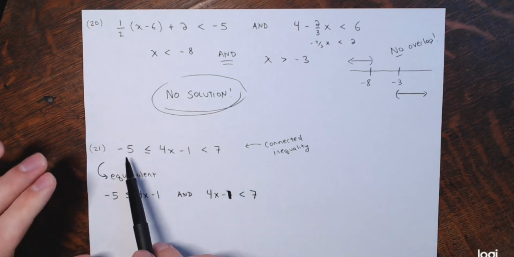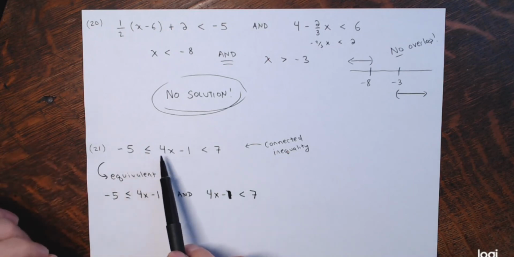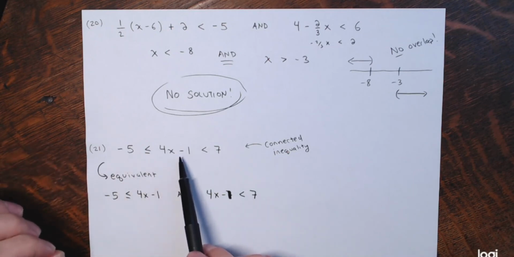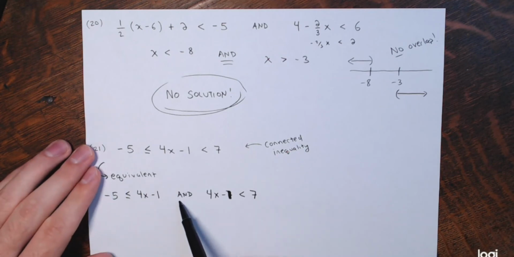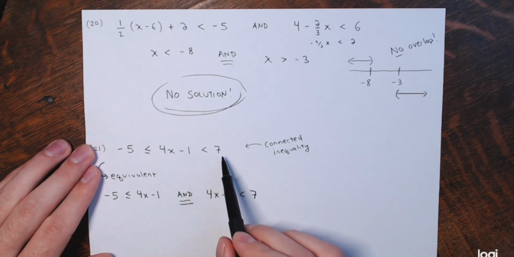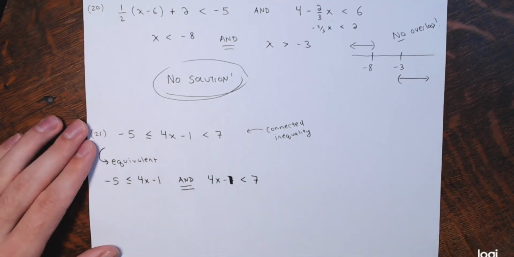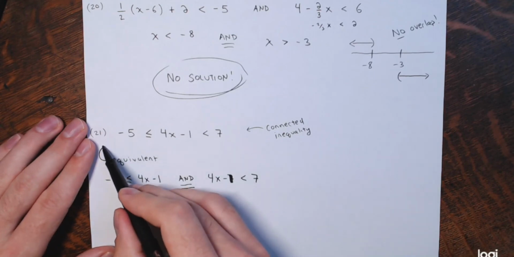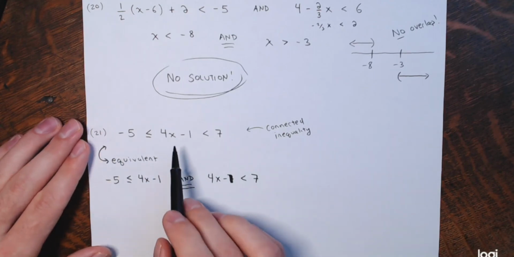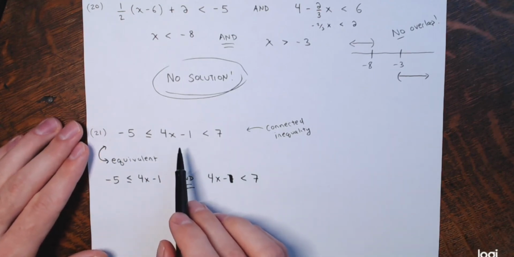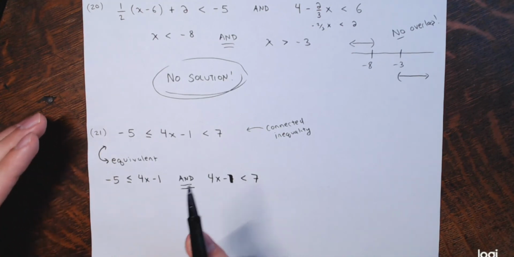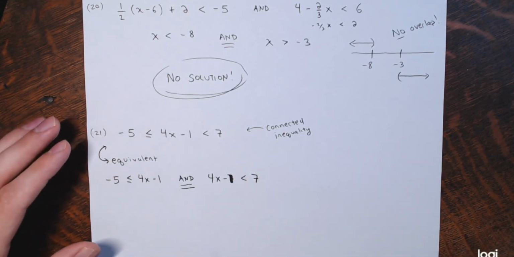So one more time, -5 is less than or equal to 4x minus 1, one inequality, and 4x minus 1 is less than 7, right? You got a left inequality and the right inequality. So these are equivalent. Right? Whenever you see a connected inequality like this, it's equivalent to one of these "and" compound inequalities.